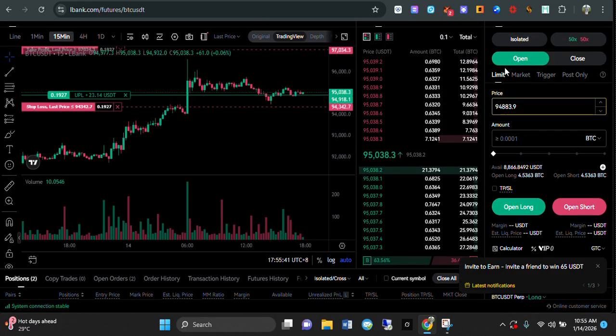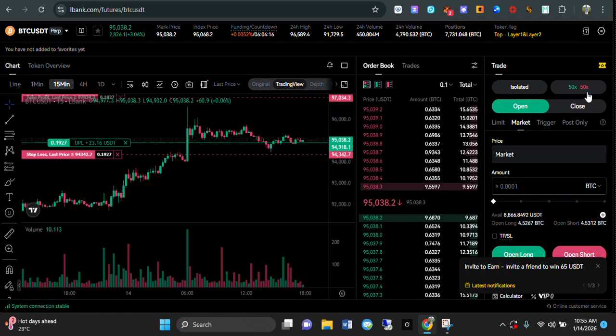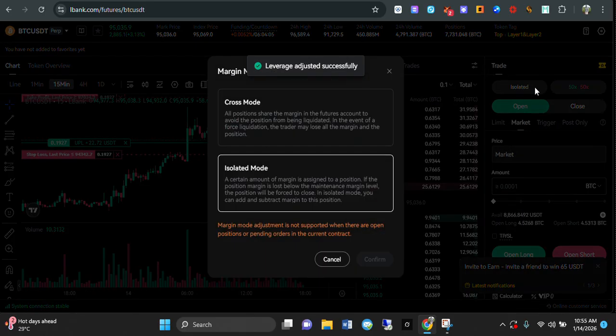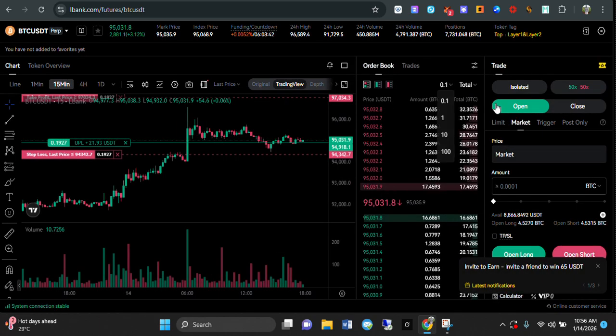You enter at market price. You have to change your leverage. Is it 50 leverage you want to use? Is it 20? Is it 40? Is it 100 you want to use? After doing that, you move this from cross mode. The reason why you need to move this from cross mode to isolated mode is because when it's on cross mode, if the market goes against you, it's going to enter your main portfolio. But if it is on isolated, immediately the market reaches your stop loss, it's just going to take out what you are risking, and that will be the end.